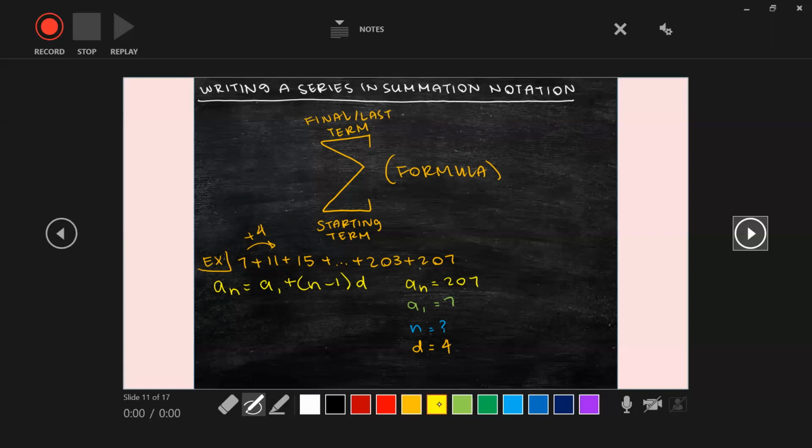So I'm going to take each of these parts and I'm going to substitute. I'm going to say 207 is equal to 7 plus, I don't know what my n is, so n minus 1. And then I'm multiplying that by my d, which is 4. Try and solve that on your own paper.